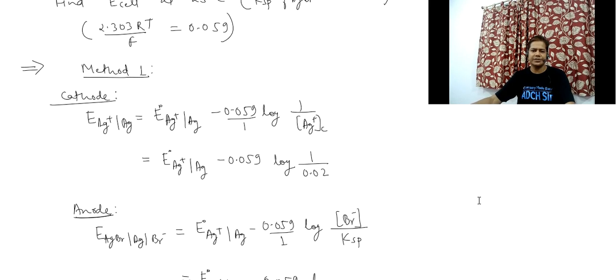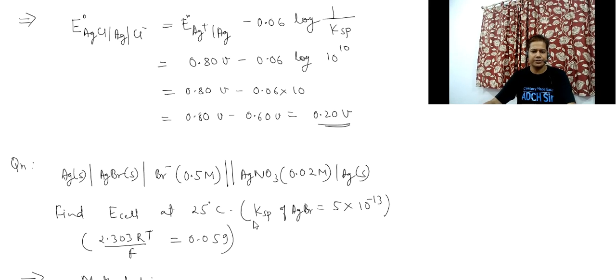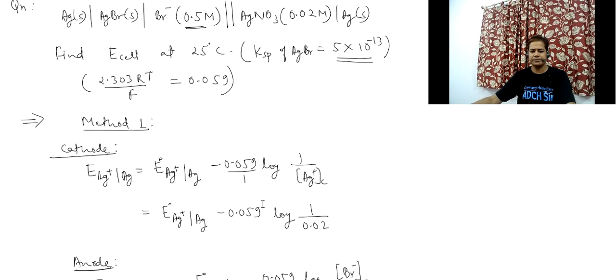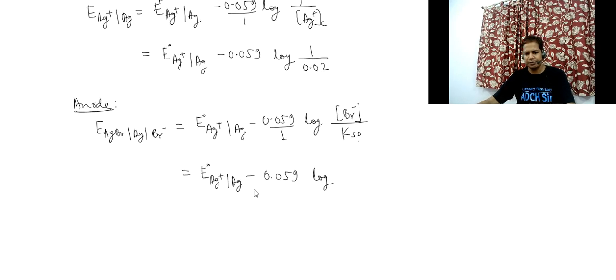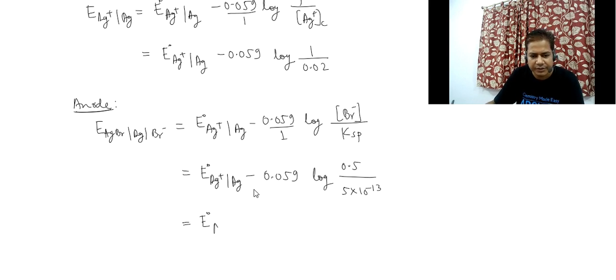Let us put the values of concentration of Br minus. Concentration of Br minus was given as, let us look at the cell, 0.5, and Ksp is 5 into 10 raised to minus 13. The 0.5 can be written as 5 into 10 raised to minus 1. 5 and 5 will be cancelled. We'll get this as 10 to the power 12. So we'll get this as E naught of Ag plus 2Ag minus 0.059 log of 10 to the power 12.